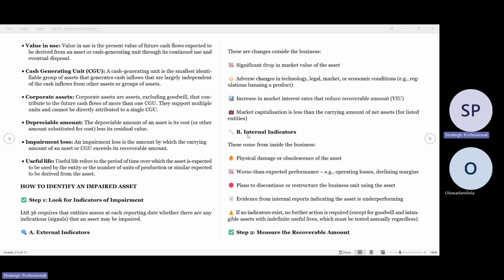Usually in practice, companies come together through merger and acquisition. When there are plans for companies merging, that is company and company coming together to form company AB, it could also be an indicator that they need to assess whether their assets have been impaired. Then another one is evidence from internal reports indicating the asset is underperforming.